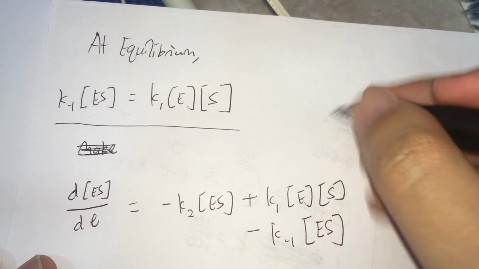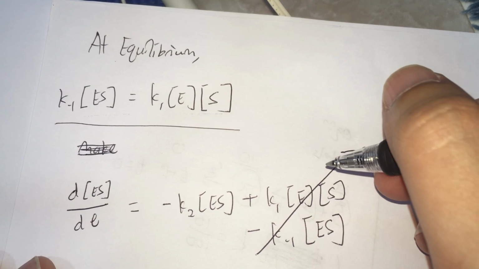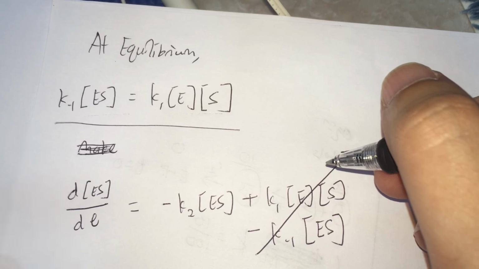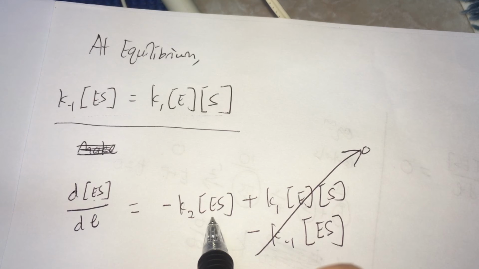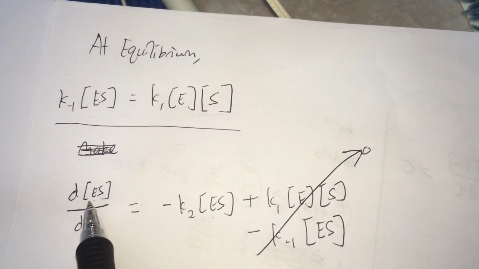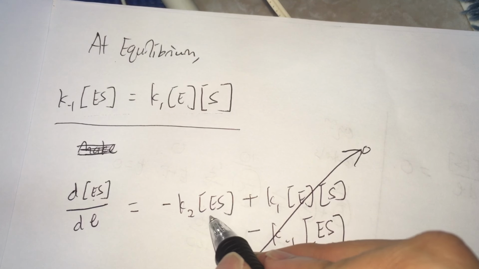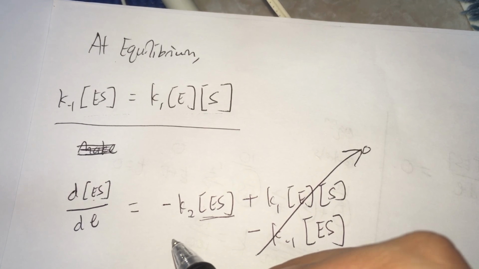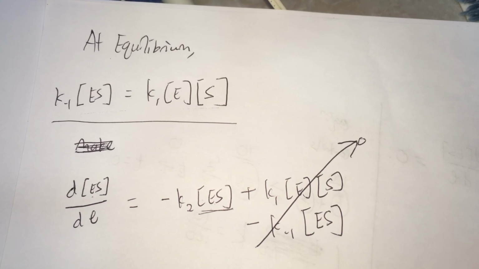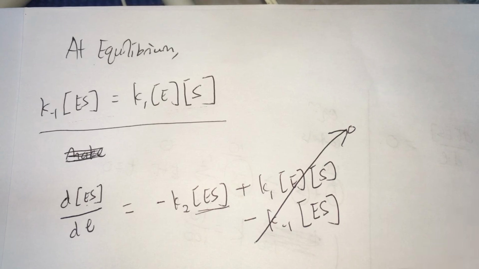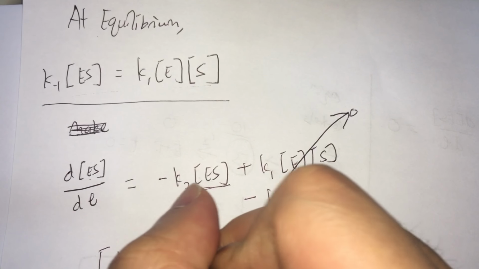So since the forward and backward rates are approximately equal, you can just cancel this out. Now that simplifies the equation a lot. And immediately you can see that this is an exponential function with some kind of exponential decay with respect to ES. Now, the only problem is this: what is the concentration of ES and how can you measure it experimentally? Well, for that we have to look at our enzyme balance.